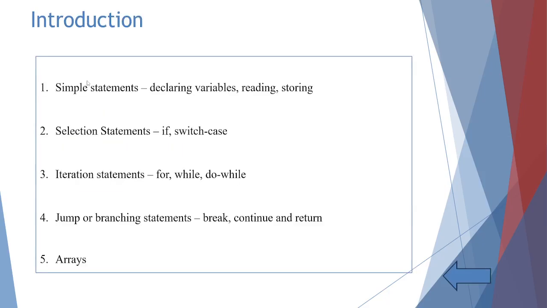Let's start. We have seen so far simple statements, that is declaring variables, reading, storing, etc. These simple statements get executed exactly once and the control is transferred to the next statement. Whereas with selection statements like if and switch case, based on a condition, a set of statements get executed. And for iteration statements like for, while, do while, repetition of tasks is done.